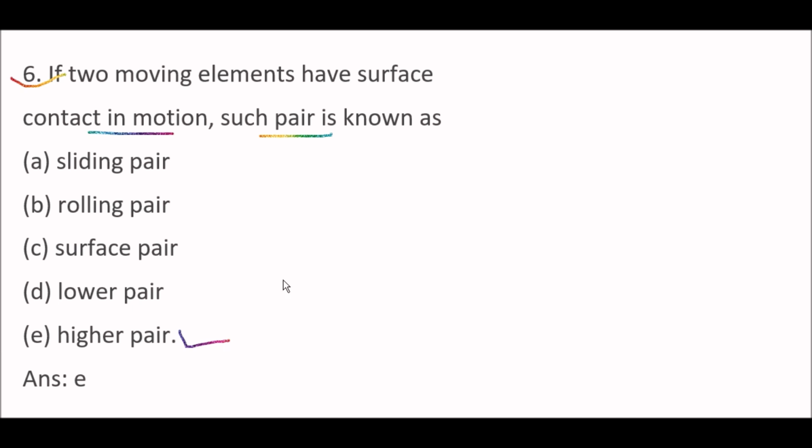And here the right answer is option E. If two moving elements have surface contact in motion, such pair is known as higher pair.